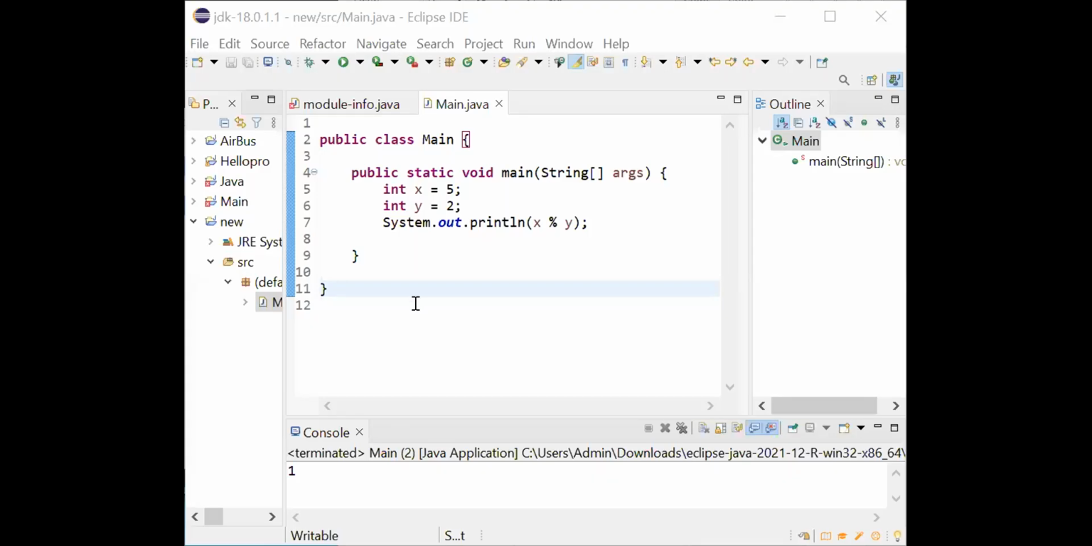Second point is the relational operations. Okay, so relational operations in the sense, for example, I have to share this paint.